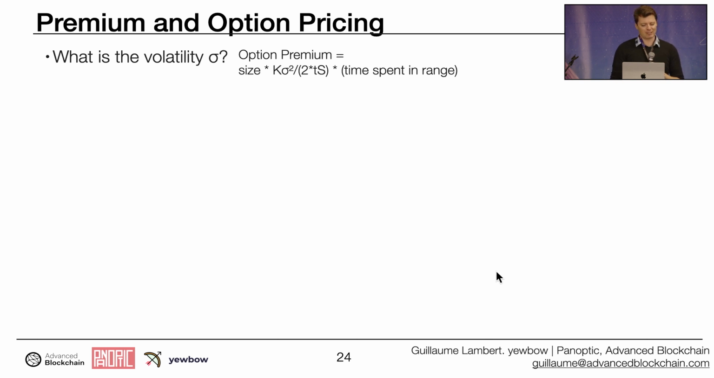So one key point is the volatility of this expression. This is the IV of an option, which is very, very difficult to extract.